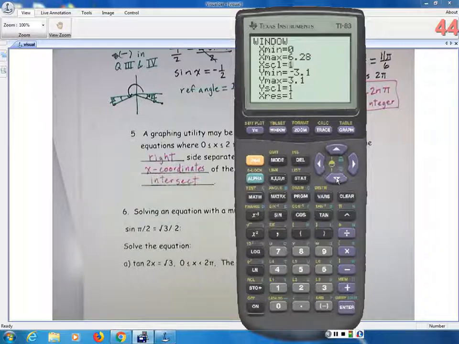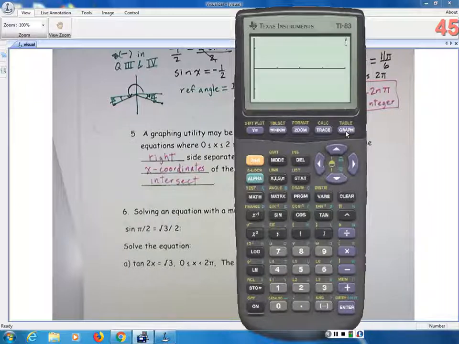We want the x scale to be 1.57. Is that a pi over 2? Yeah. For y, we want to be up at maybe down at negative 1.5. Remember, sine only goes from negative 1 to 1. Now let's hit the graph.